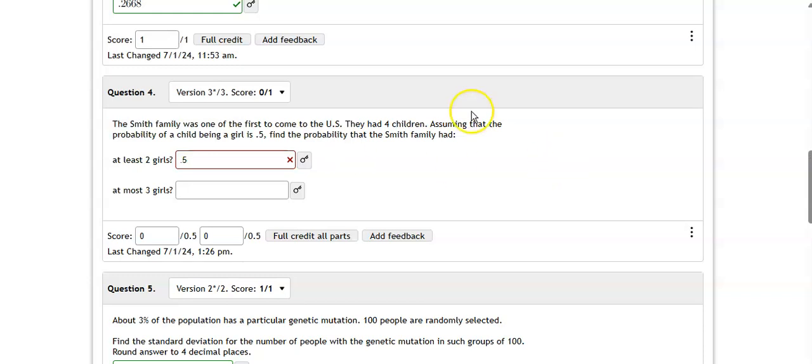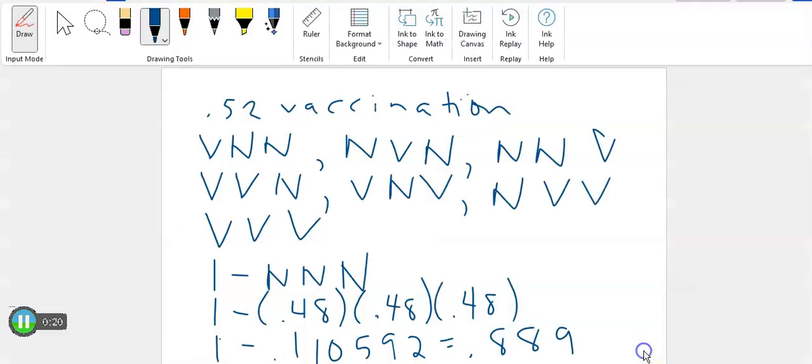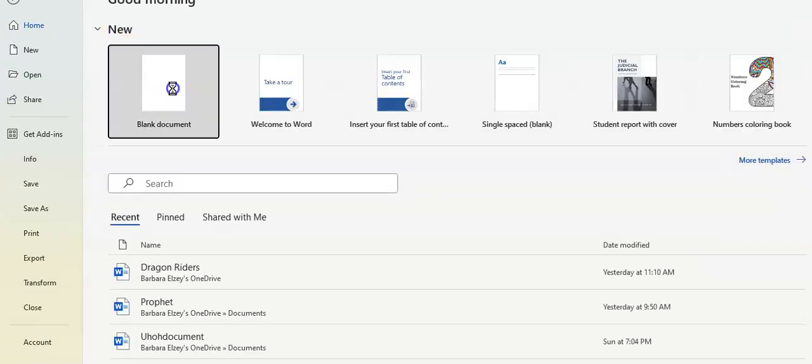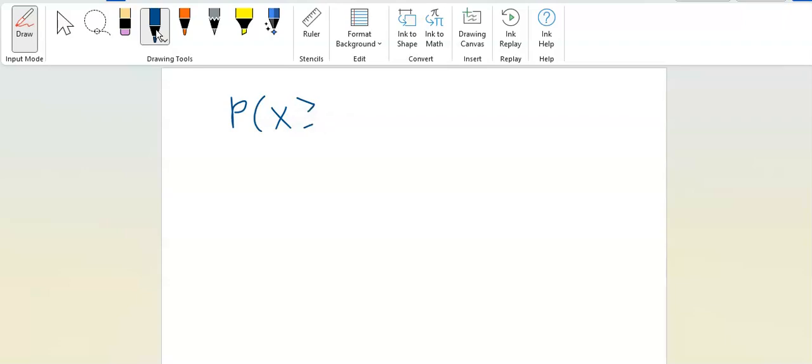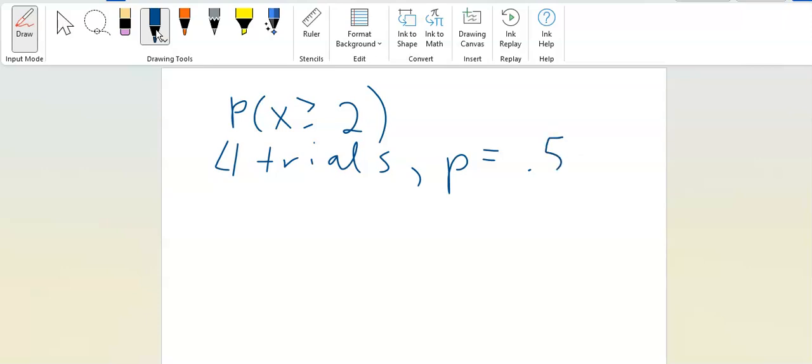All right, so for a moment, let me get a new page here. At least 2 girls means we want the probability that X is at least 2. So that's 2 girls or 3 girls or 4 girls, so it's greater than or equal to 2. Now we had 4 trials because we had 4 children, and the probability of getting a girl was 0.5. Now, we could use the formula, but it's easier to use the technology to do this.